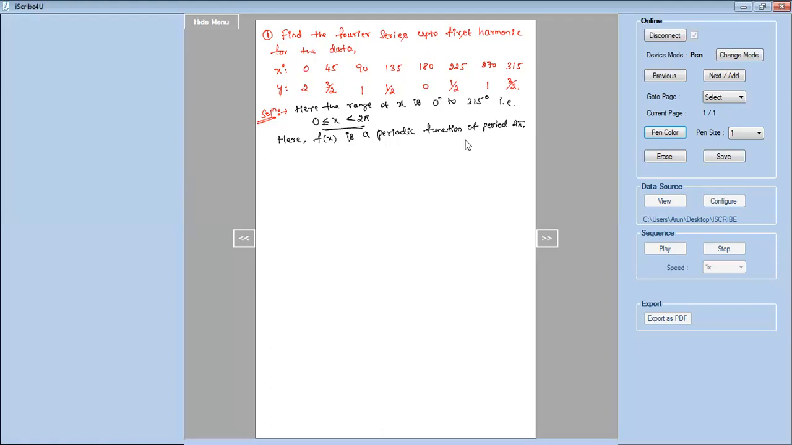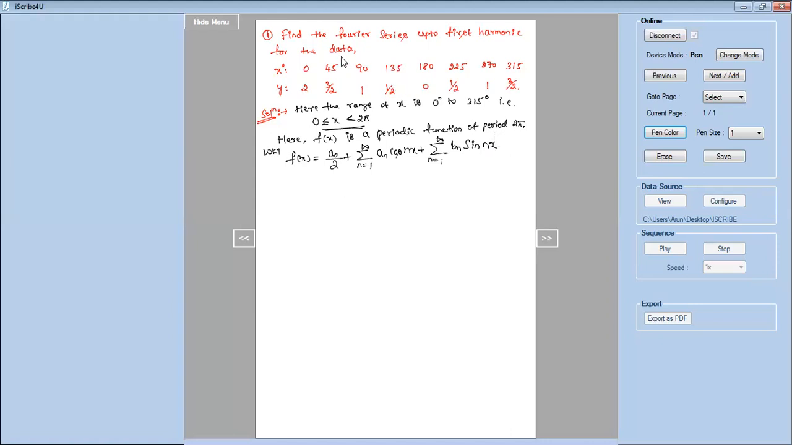And once you identify the period, you know the formula for Fourier series expansion, whose period is 2 pi. We know that for f of x, when the period is 2 pi, the Fourier series is a naught by 2 plus summation n is equal to 1 to infinity a n cos nx plus summation n is equal to 1 to infinity b n sin nx. So this is the Fourier series expansion of a problem when the period is 2 pi.